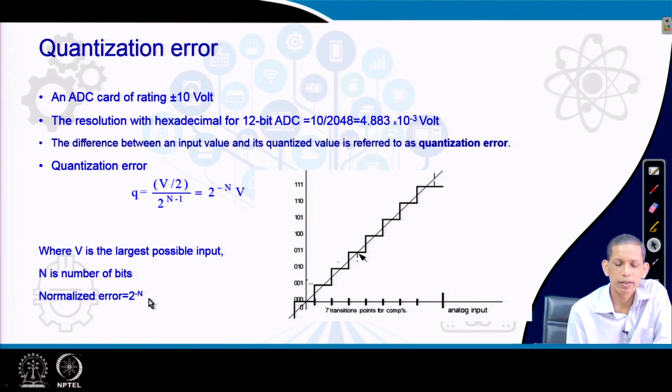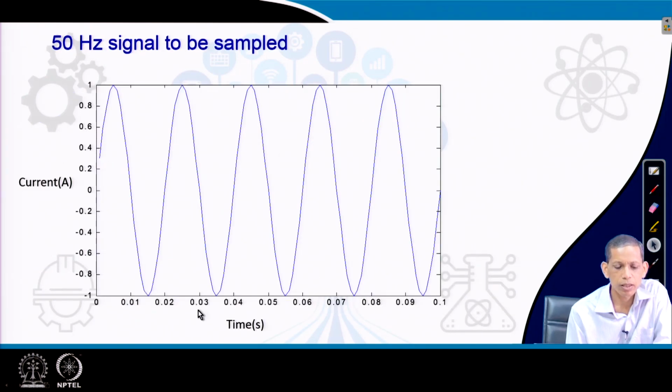It means that we will be getting better and better sample values for the corresponding analog signal. Now, next we will see how the sampling is carried out and what the corresponding issues are. Let us consider a 50 hertz sinusoidal signal, voltage or current. In this case, we have shown a current signal. Now, this current signal is to be sampled and digitized through the analog to digital conversion process using sample hold circuits.